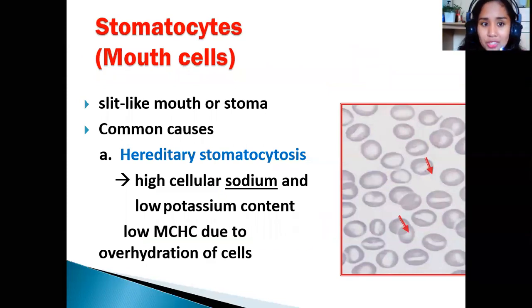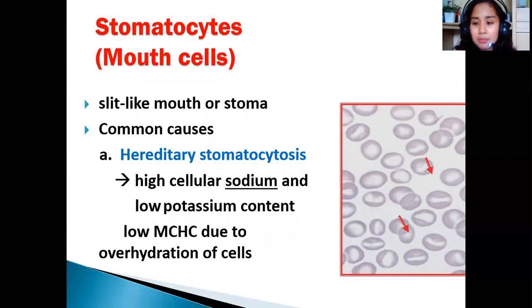Next class, stomatocytes or mouth cells. So, slit-like or mouth or stoma. So, may butas, may slit sa red blood cell. One cause of stomatocytes is hereditary stomatocytosis. When we say hereditary, it's congenital, it's inborn. So, there's something wrong with your genes. Apparently, class, pag may stomatocytes ka, there's high cellular sodium and low potassium content.